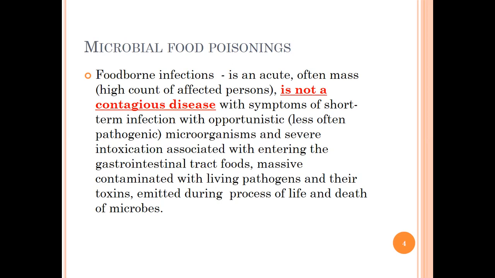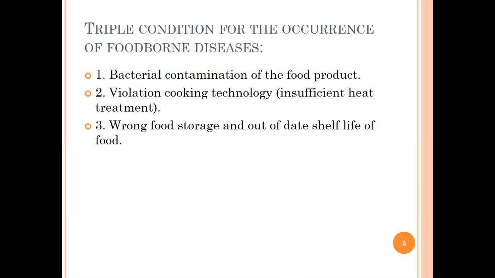Usually, bacterial food poisoning is characterized by a high number of affected persons, and it has symptoms of short-term infection. Usually, it's caused by some opportunistic, less often pathogenic microorganism, but it may cause severe intoxication. Usually, it's associated with entry into the gastrointestinal tract of food massively contaminated with living bacteria or the toxin emitted during the process of life and death of bacteria.